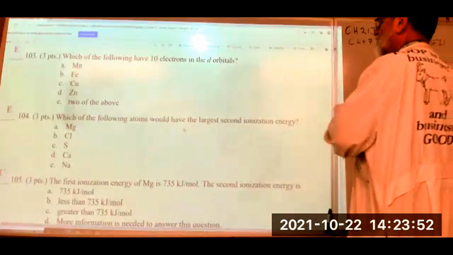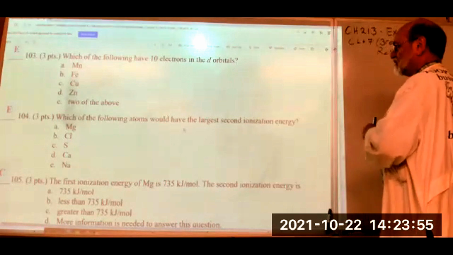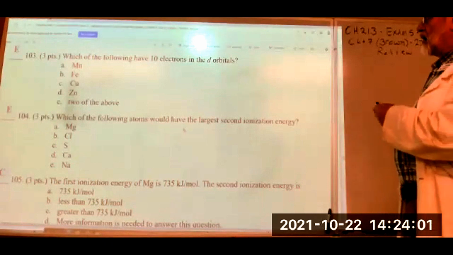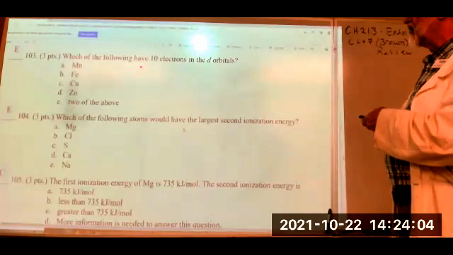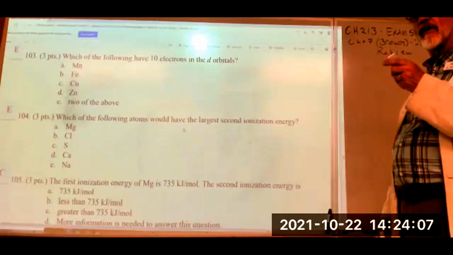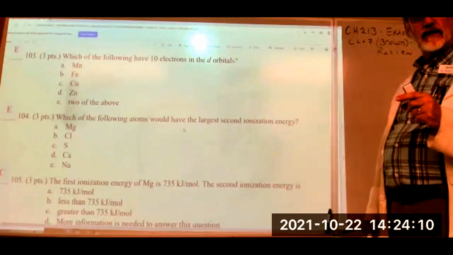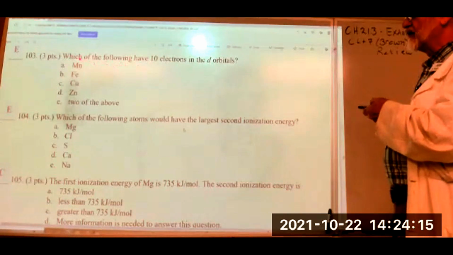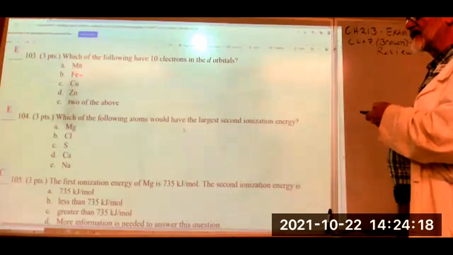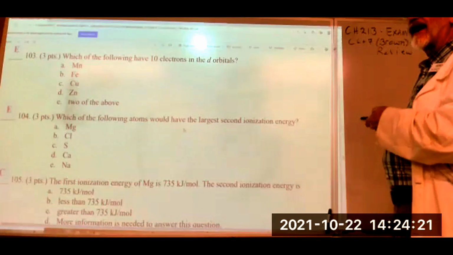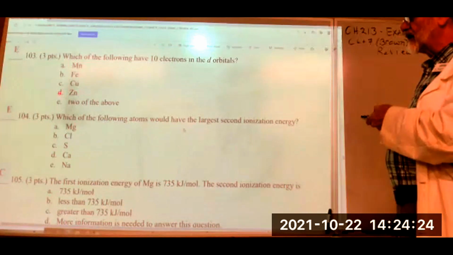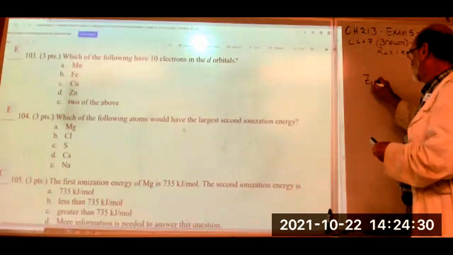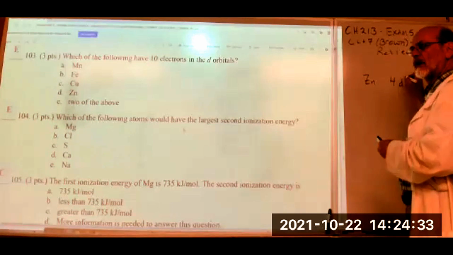Which of the following have 10 electrons in the d orbital? Okay, this is a tricky one too. If you need 10 electrons in the d orbital, that means the d orbital is full. So the obvious one: manganese is in the middle of the d's. It doesn't work. Iron's in the middle of the d's. It doesn't work. Copper and zinc are on the right-hand side. Zinc is far to the right. It has definitely 4d10. No, 3d10, excuse me.